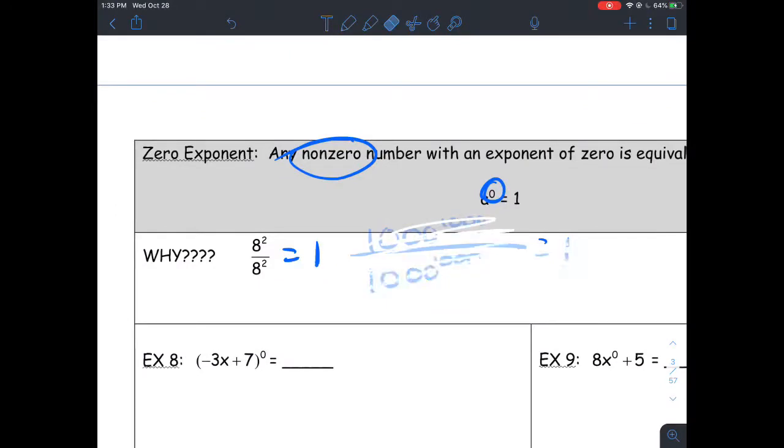But let's think about it this way. If we actually simplified this, we would get 2 minus 2, which gives us 0. So we'd have 8 to the 0 power, which should also give us 1. So this is explaining why this works. The takeaway here is that anything raised to the power of 0 is going to be 1.